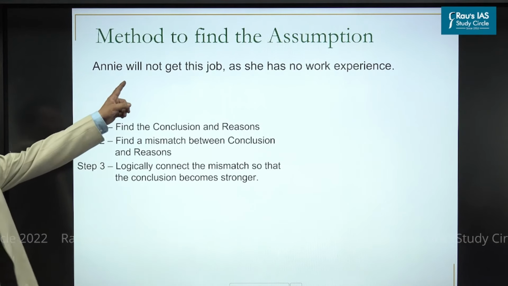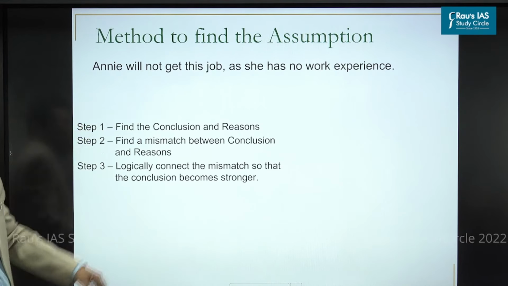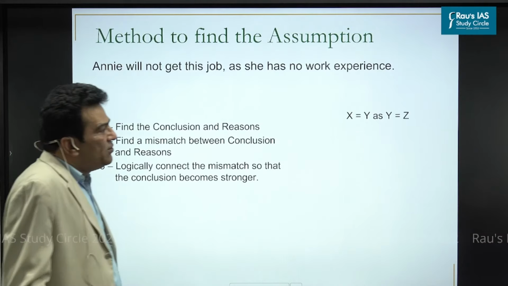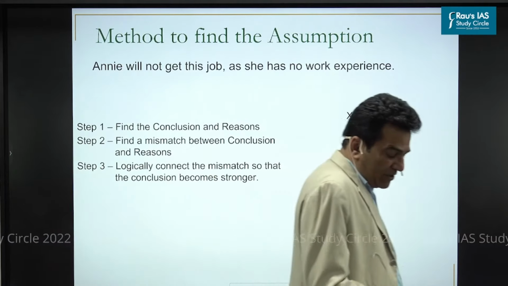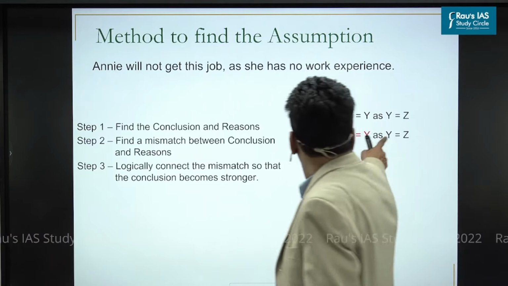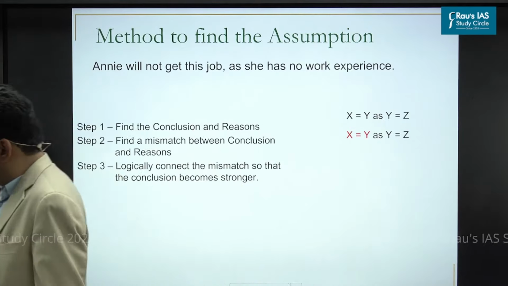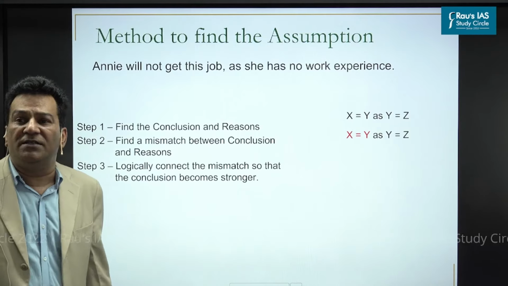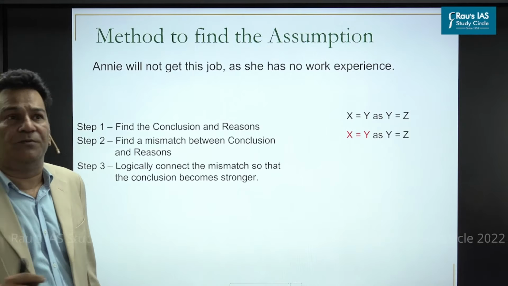So instead of this argument, I'm going to give you a more mathematical argument. Suppose the argument given to you is x is equal to y as y is equal to z. In this particular argument, there are two parts, the red and the black part. Tell me which part is conclusion, which one is the reason. Is the red one the conclusion or is the black one the conclusion?